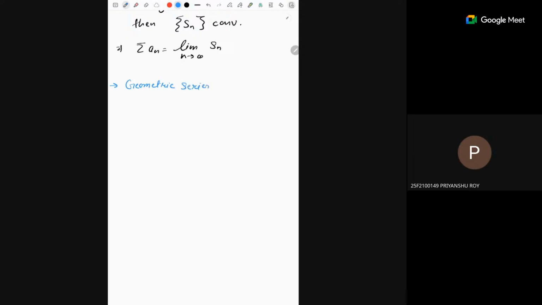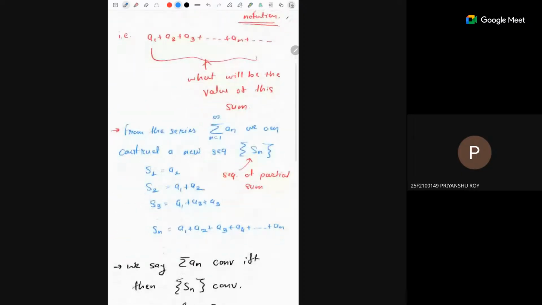Is there any doubt so far? Anything which is not clear about the convergence? See, this is the basic idea.